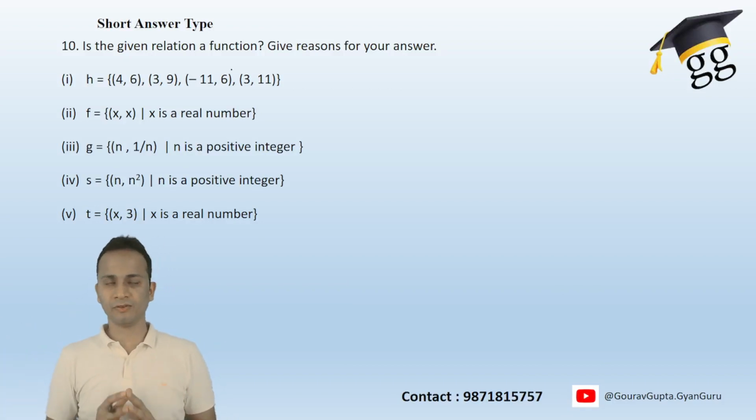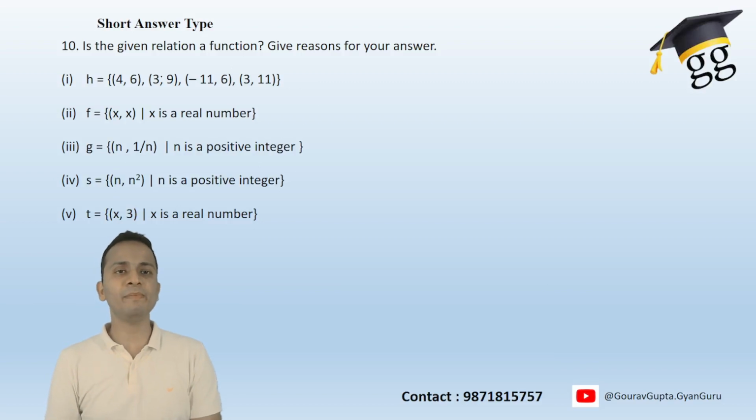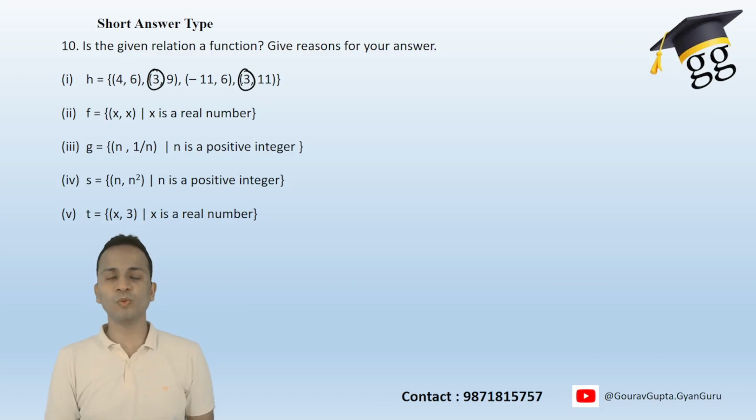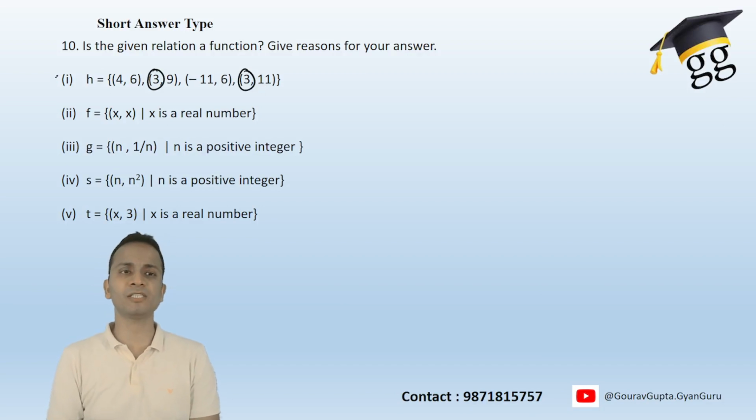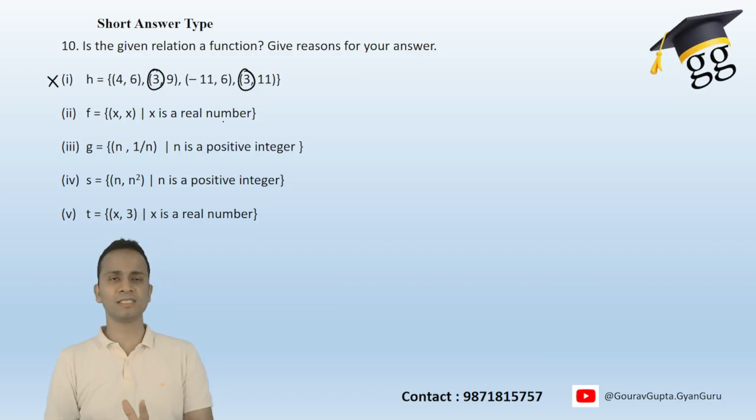Right? So किसी भी एक element की दो values, दो images नहीं होनी चाहिए, which is there in the first part. In the first part, for x equal to 3, the values of y are 9 and 11, which is strictly not possible. So I can say that this is a relation, but this is not a function. Simple as that.